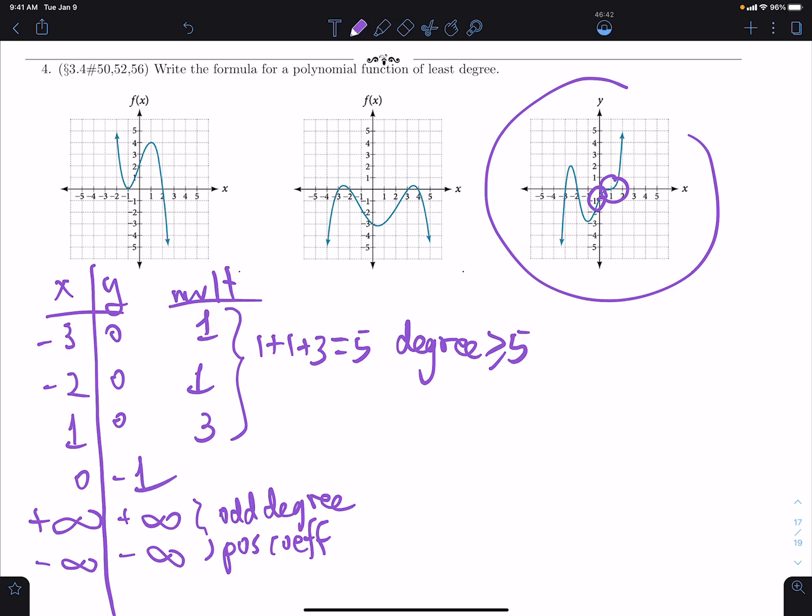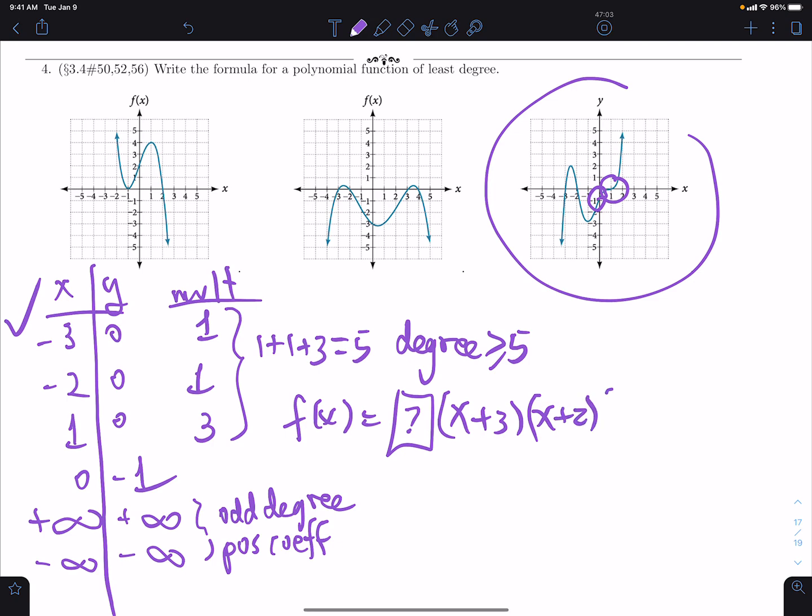And if we just take those into account, we can get a polynomial that has degree exactly 5 by doing the following. We're going to have some coefficient that we'll figure out later, and x plus 3 is a factor because of the -3 root. x plus 2 is a factor, and x minus 1 is a factor, but since that 0 has multiplicity 3, we'll need to raise that to the 3rd power. And you can see that altogether, that's degree 5. So that's going to be as small as we can do.